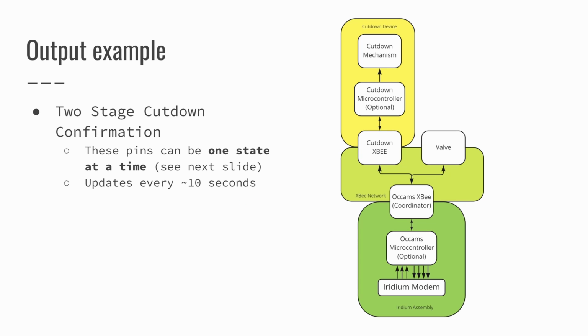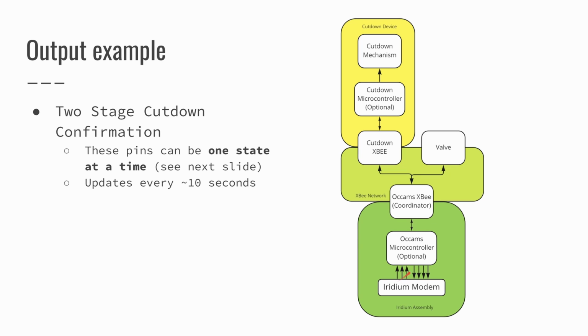And then let's say we have a 2-stage cut down confirmation. So once this is received, we're going to use these pins that go back down to the ground to give us a little bit more insight on what's going on, because the payload can be really far away. So you can't really tell what's going on. So it can be useful to have some insight into what's going on with the payload. So we can have 2 stages.